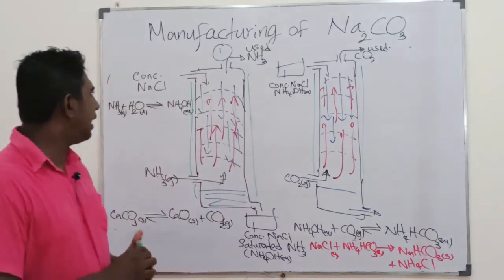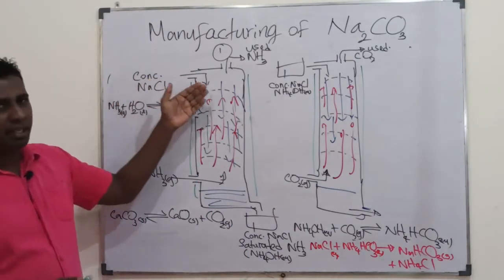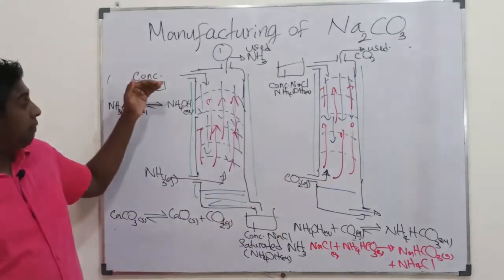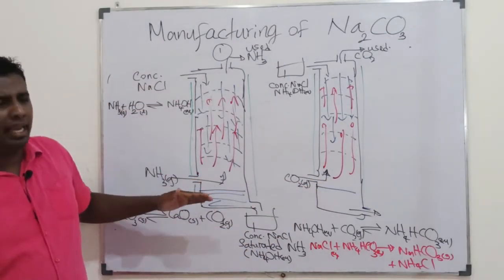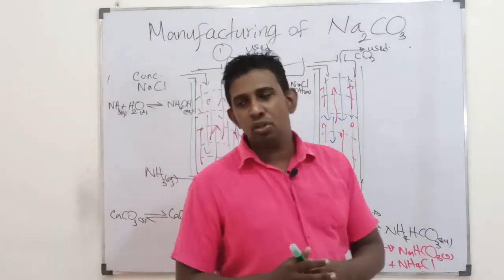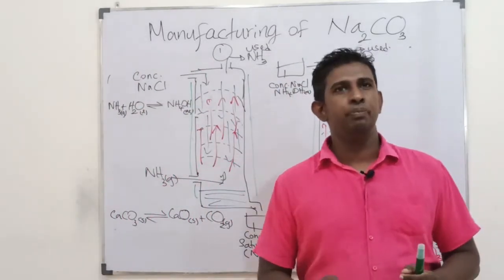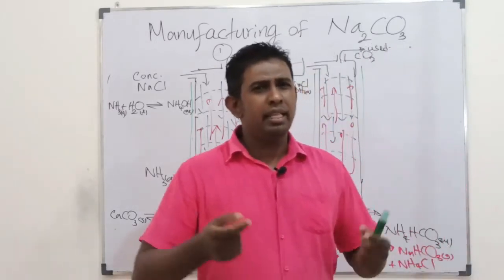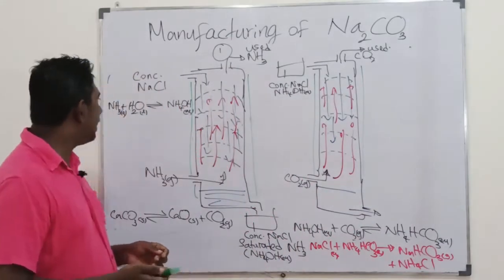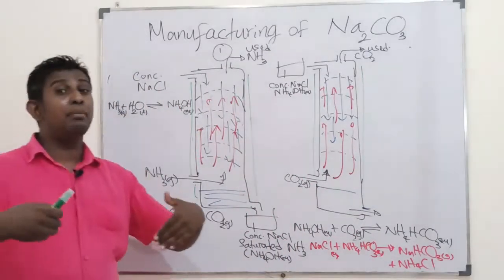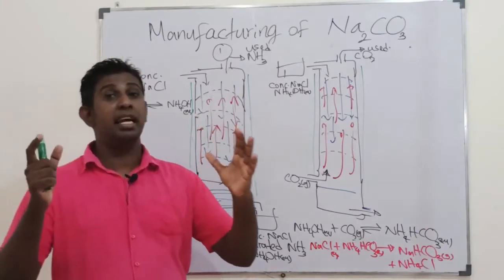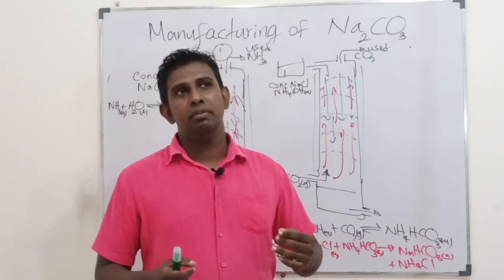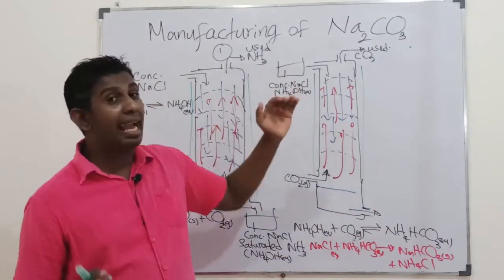Then at the top of the first tower, we provide concentrated NaCl brine, and we feed ammonia there. So the first product solution consists of concentrated NaCl saturated with ammonia. When concentrated NaCl gets saturated with ammonia, you could expect ammonium hydroxide inside the solution. That ammonium hydroxide containing solution with concentrated NaCl, we feed at the top of the first tower.